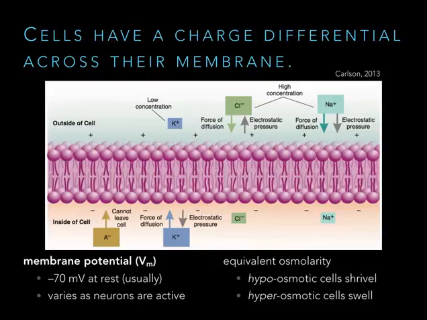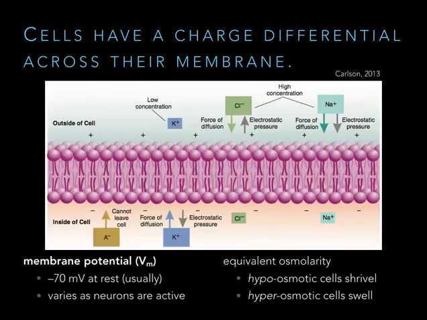Now, when a neuron's not doing anything, we say it's at rest, and we assume that it's somewhere near negative 70 millivolts. It could be negative 80. It could be negative 50. Totally depends on the neuron. Now, despite having this difference in charge, we have to have equal osmolarity on both sides. Otherwise, the cell's going to swell up or shrivel, depending on if we have too many ions inside or too few ions inside.